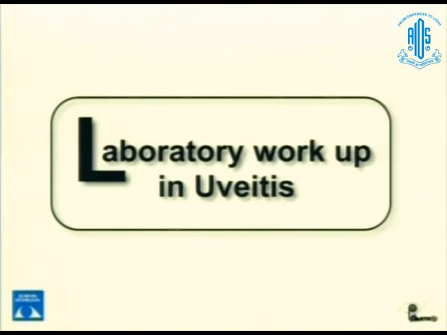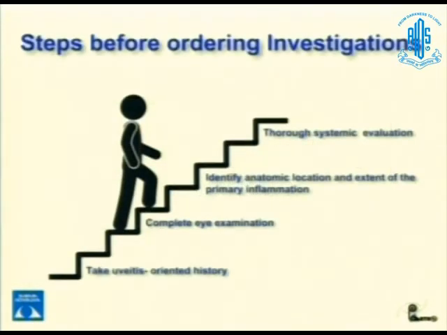Now, there are a lot of laboratory workups. So don't go for this fishing expedition. Before planning the laboratory workup, there is a stepwise approach. First take one uveitis-oriented history. Then go for the comprehensive eye examination. Then identify the anatomical location. And then decide about the primary site of the inflammation. Just a brief systemic examination will help you to decide about the laboratory test.